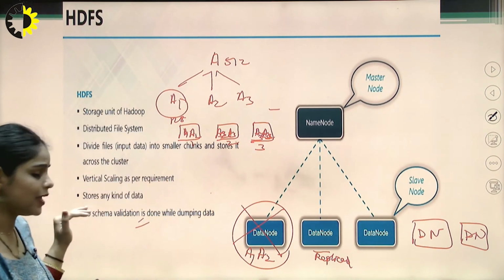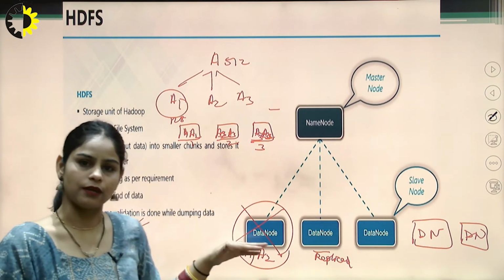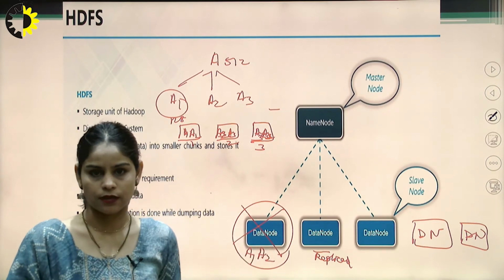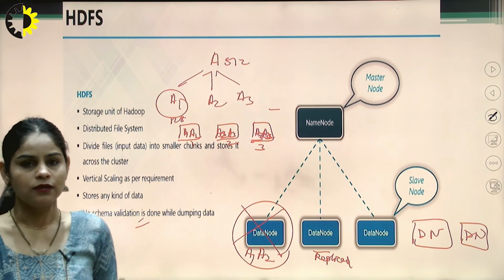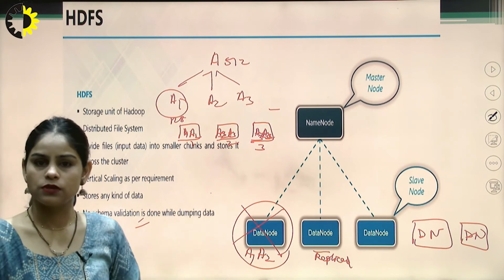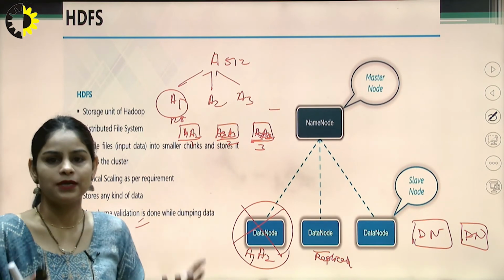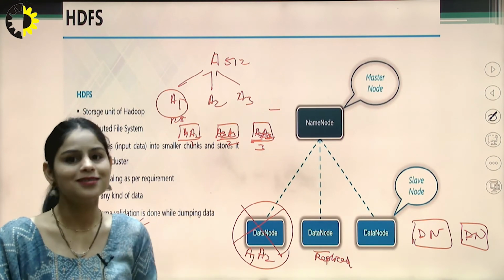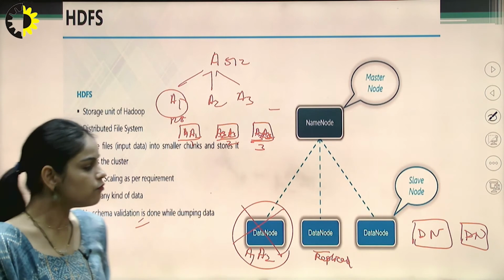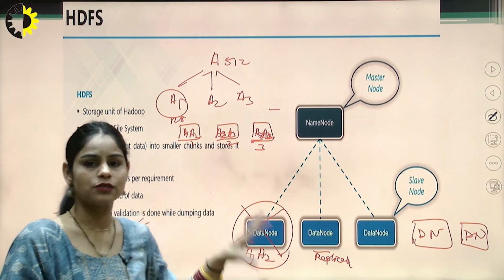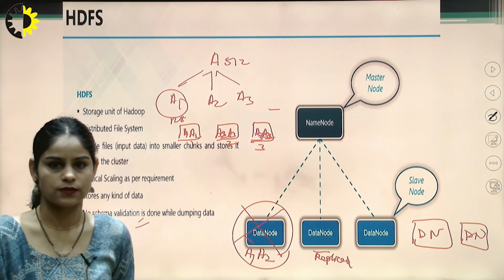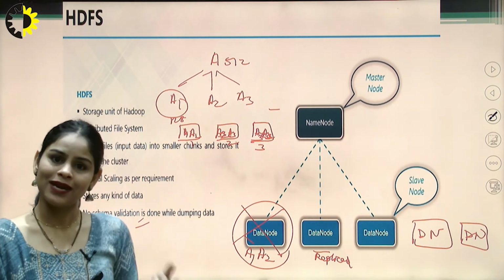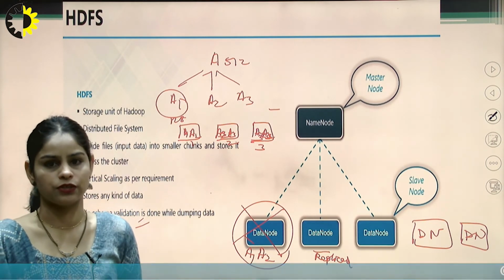Next, we can store any kind of data. The problem was this only, that we have to store larger size data. But again, the data that was being produced was of multiple types. It means it was having a complex structure. It was unstructured data. So, we can easily dump unstructured data in HDFS. Why? Because it doesn't have any pre-data dumping schema validation scheme.